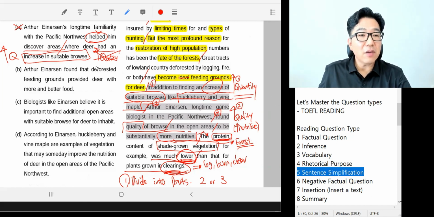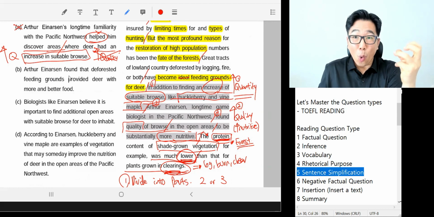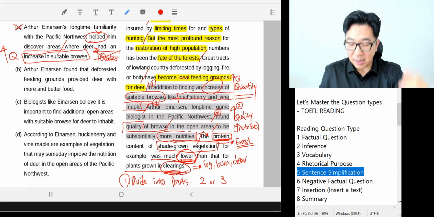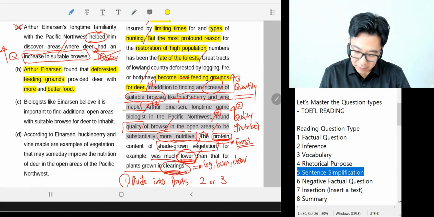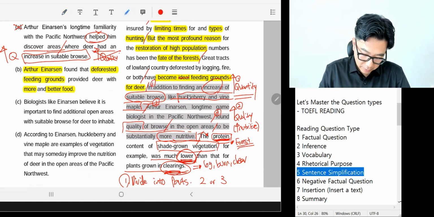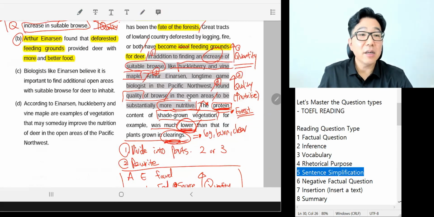B: Arthur and Larson found that deforested feeding ground provide deer with more and better food. Wow. See how condensed? See how much the sentence is reduced to its core? How well it is summarized? It's a much shorter sentence than this, but this sentence has everything that this sentence is saying. So according to Arthur and Larson, what happened? The new area gives deer more food, so increased in quantity, and better food, increased in quality. So I think B is perfect. B is the perfect answer, but let's make sure C and D are clearly wrong.